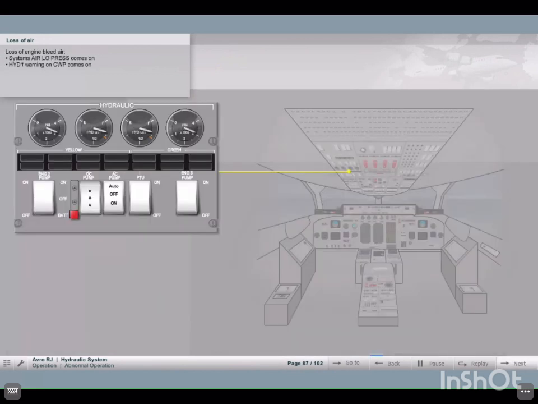Loss of engine bleed air. Loss of engine bleed air pressure to the hydraulic system is another possible problem. This is indicated by the system's air low pressure annunciator and the hydraulic warning on the central warning panel coming on. We are going to look first at the green system.